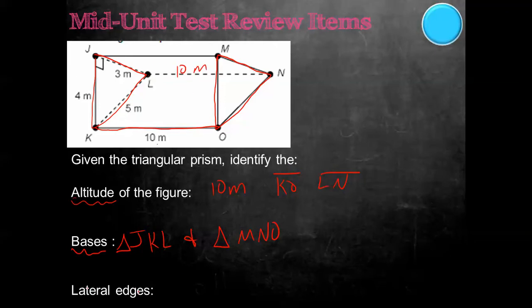Okay, the lateral edges are the edges that make up the lateral faces. Okay, so here we have 1, 2, 3 lateral faces. And the lateral faces are these rectangles that connect the two bases. So JMOK and then KLNO and then JMNL are our lateral faces. So the lateral edges then would be line KO, line JM right here, and line LN.